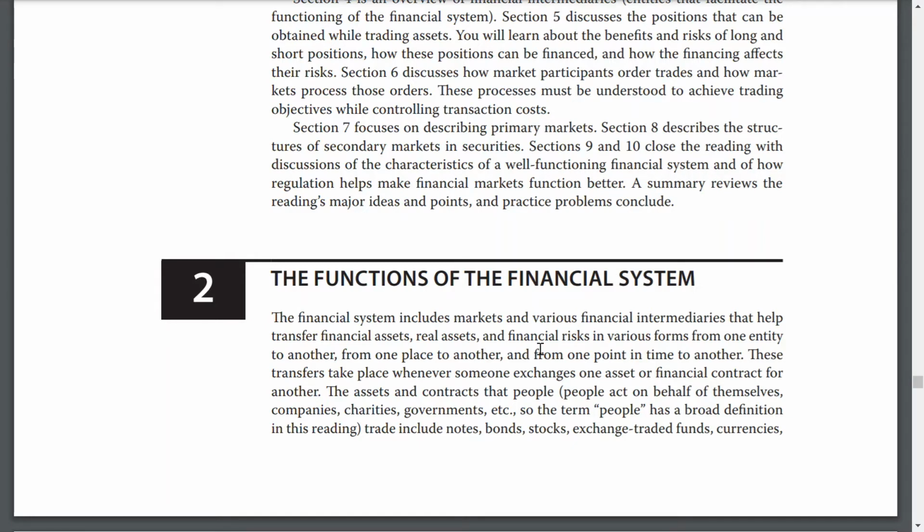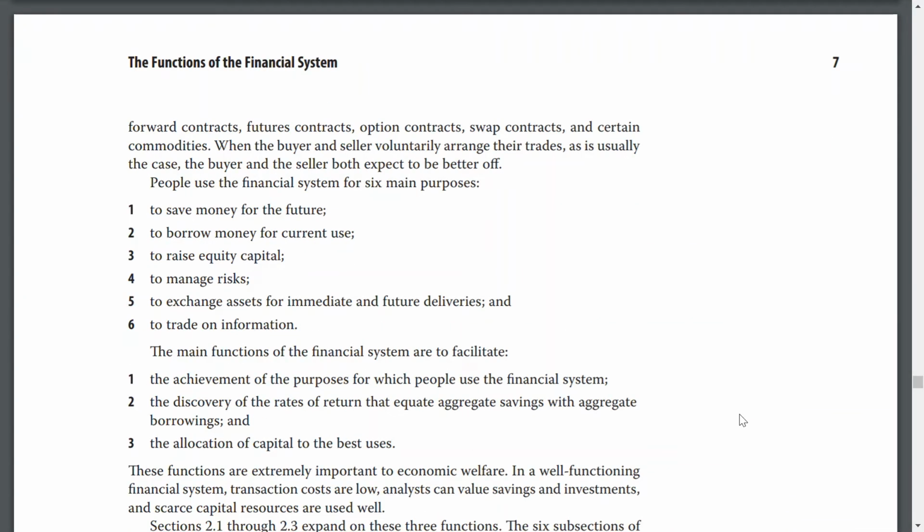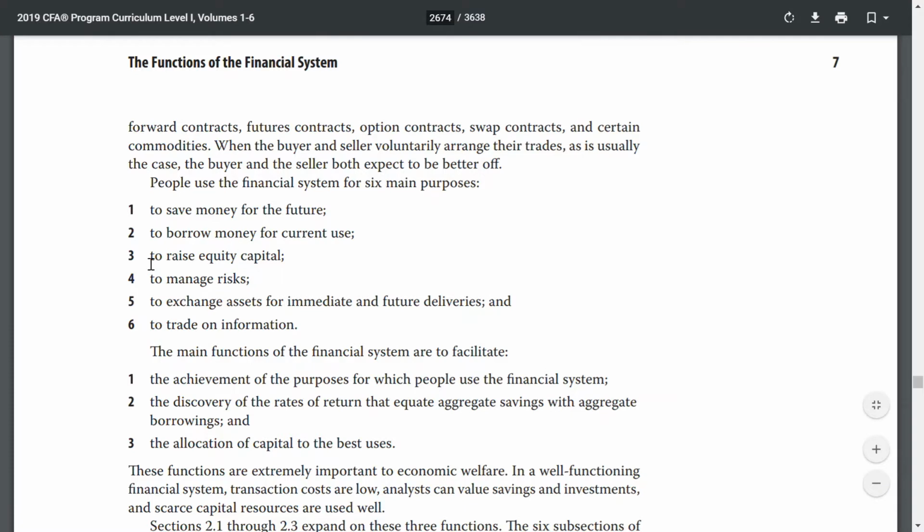The assets and contracts that people trade include notes, bonds, stock, exchange traded funds, currencies, forward contracts, futures contracts, option contracts, swap contracts, and certain commodities. When the buyer and seller voluntarily arrange their trades, as is usually the case, both expect to be better off. People use the financial system for 6 main purposes: to save money, to borrow money, to raise equity, to manage risk, to exchange assets, and to achieve the purposes of the financial system, to discover rates of return, and the allocation of capital for the best use.